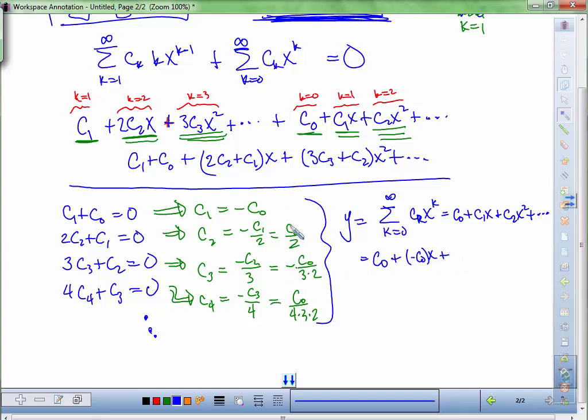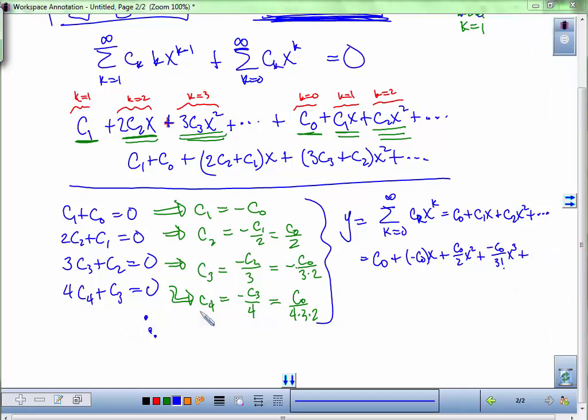Plus C2 is C naught over 2, and then that is being multiplied by x squared. C3 is negative C naught over, I'm just going to write 3 factorial, x to the third. And since we did C4, let's do that too. So this is going to be a positive C naught over 4 factorial x to the fourth plus dot dot dot.